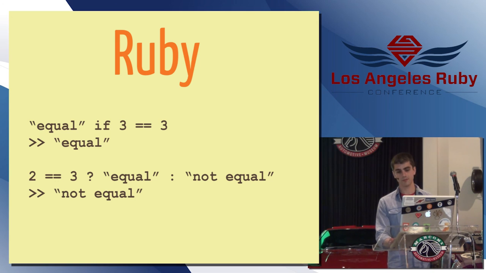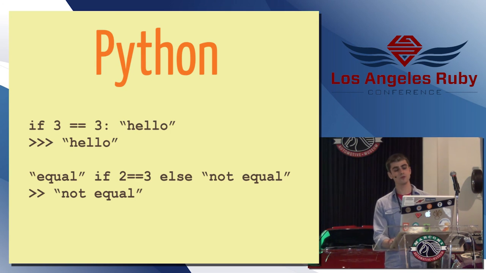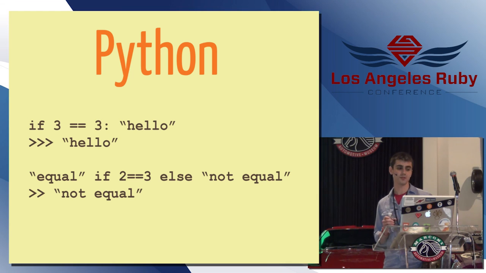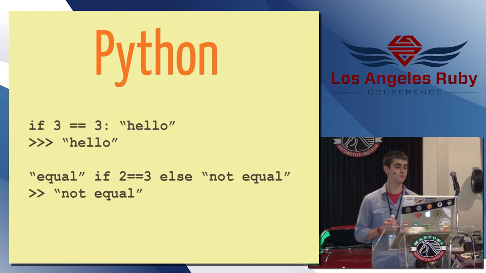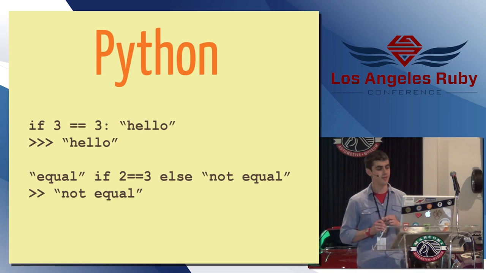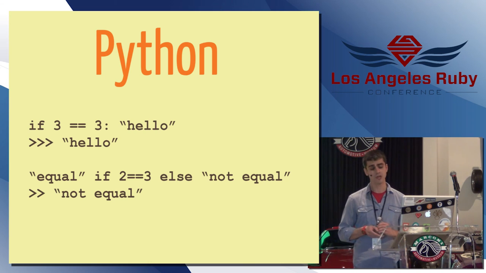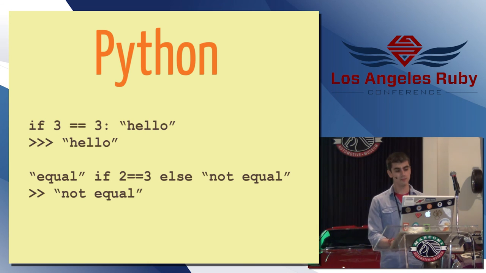It's a little bit different in Python. Even if you're doing a one line in Python, that if goes at the beginning and not the end. So you'd say if 3 equals 3, colon, hello, and that's going to be hello, obviously. And then for the if else in one line, you'd say equal if 2 is equal to 3, else not equal. So of course that's not equal, it's going to evaluate that at the end. There are a few other little subtleties here about statements versus expressions, but we probably won't have time to get into that. But suffice it to say, each language does support similar constructs.